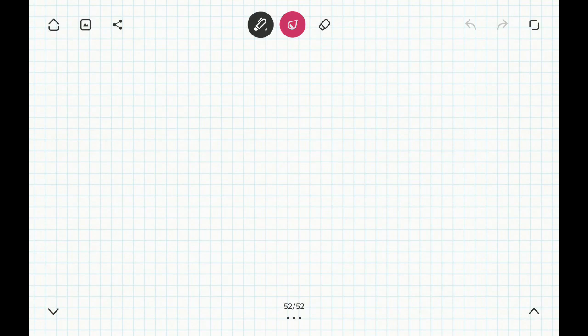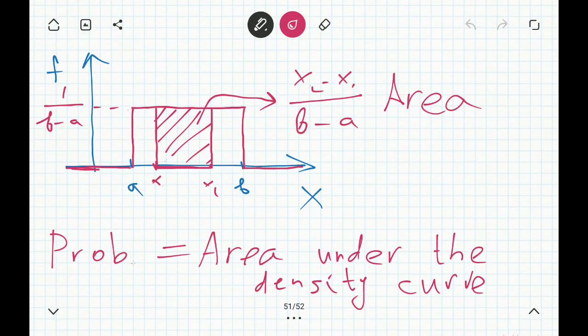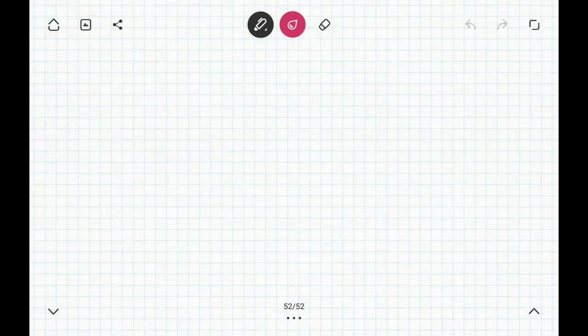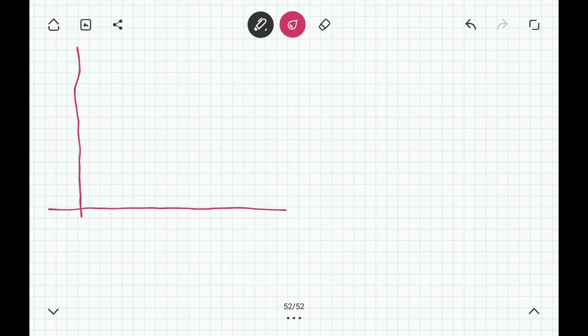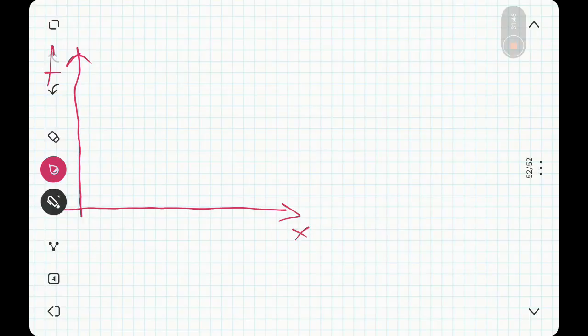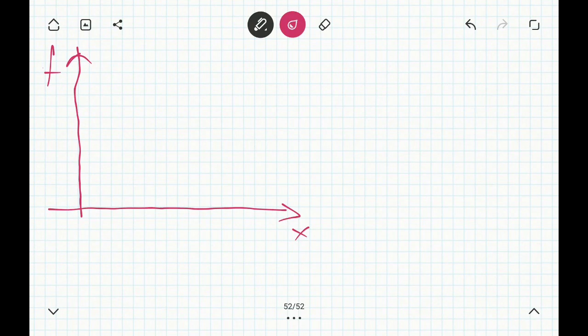So as we said, this is only the one special case where your density is always the same. But you can also have different situations, different other distributions where your density is not constant, where it changes. So it will be different for different x's. So for example, you might have something like this. Maybe this kind of density curve.